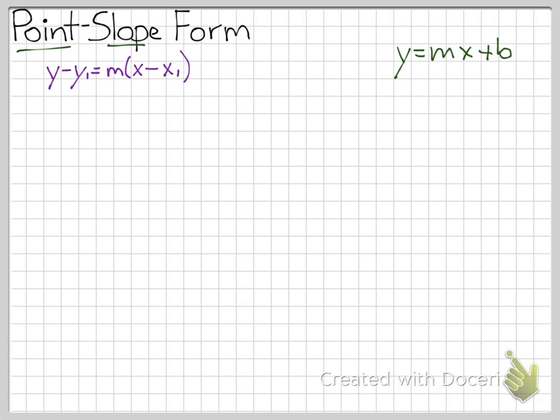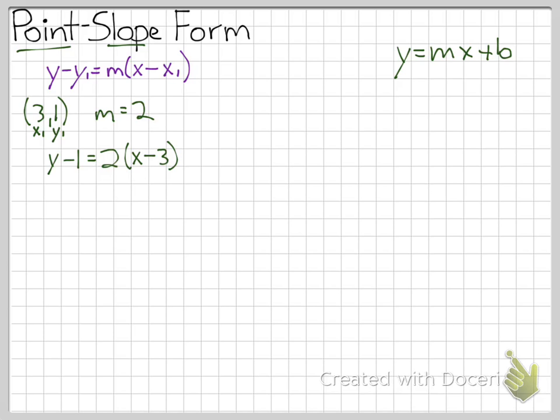So let's just pick one and see where it goes. We're going to have the point 3, 1 and a slope of 2. Now in the point 3, 1, we're going to think of the 3 as x1 and the 1 as y1 because those are the coordinates x, y. When I substitute them in, I get y minus 1 equals 2 times the quantity x minus 3.